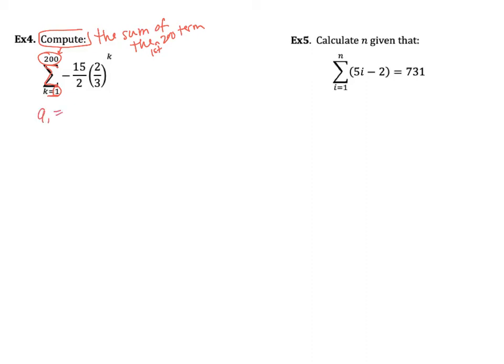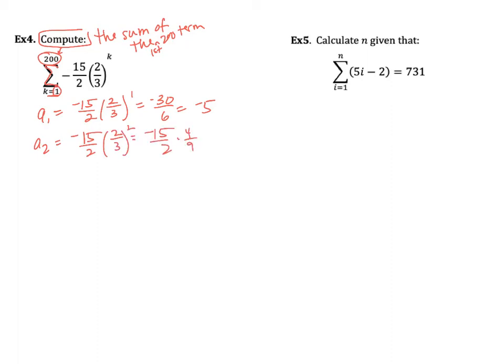So let's see, what is the first term? The first term is negative 15 halves times 2/3 to the 1 power. So if I multiply that, I would get a negative 5. A sub 2, negative 15 halves times 2/3 squared. That's negative 15 halves times 4/9. If I cross cancel here, 3 goes into 9 3 times, goes into 15 5 times. 2 goes into itself once, goes into 4 twice, so I would have negative 10 thirds.